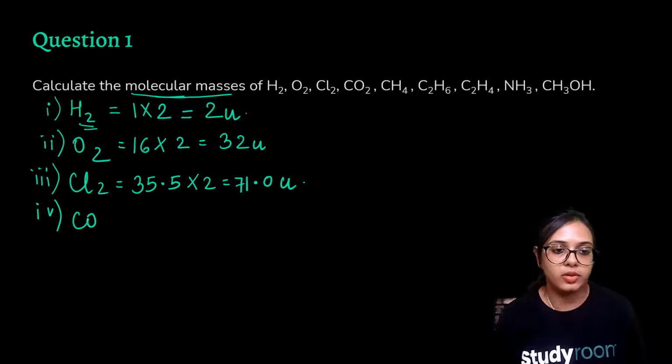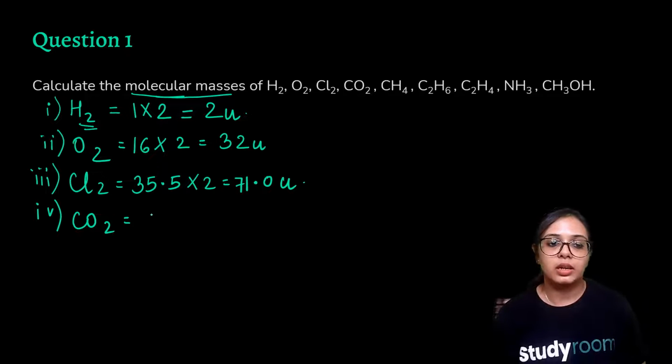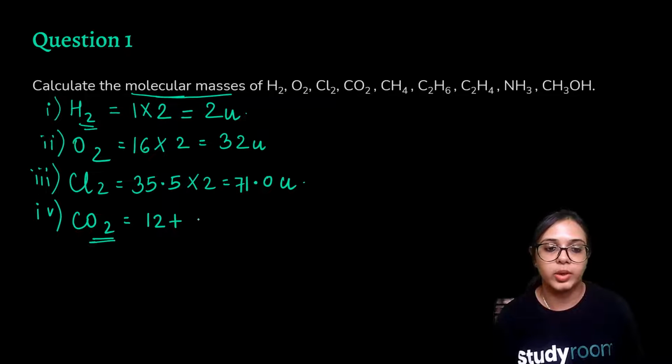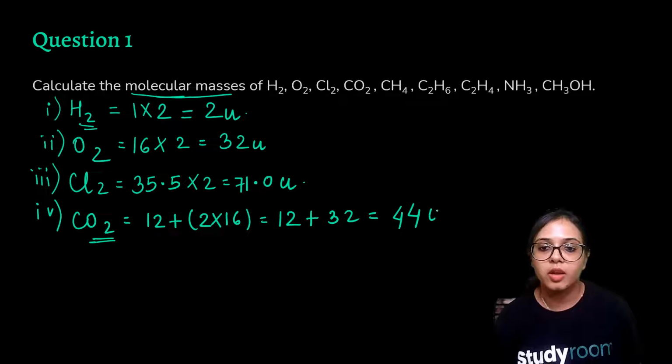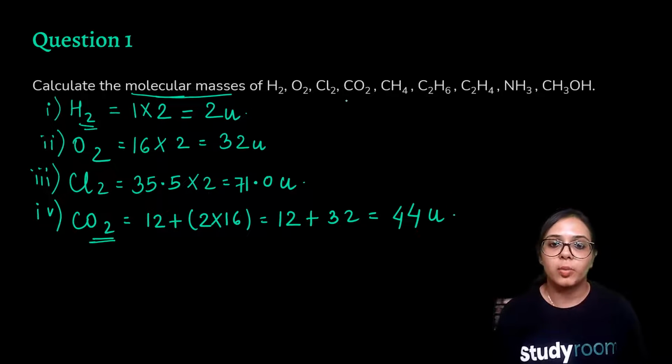Then for carbon dioxide, we have 1 atom of carbon. The atomic mass of 1 atom of carbon is 12. And since there are 2 atoms of oxygen over here, we will be multiplying 2 into 16. That is, we will be adding 12 plus 32. So as a result, we will be getting 44U for carbon dioxide.